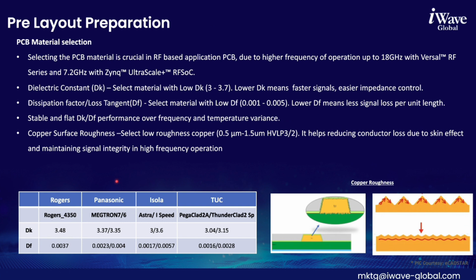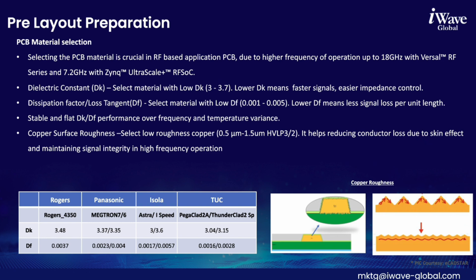Once the PCB circuit schematic is ready, the next thing is the layout. Before moving to the PCB layout, the first important thing is we need to prepare for the pre-layout, and in that, the first important one is the PCB material selection. For any RF board design, PCB material selection is one of the crucial ones for performance, because of the higher frequency of operation, up to 18 GHz for the Versal RF and 7 GHz for the RFSoC. So selecting the PCB material is very crucial.